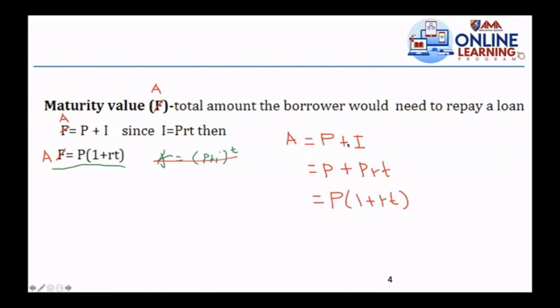I mentioned at the beginning that A is equal to P plus I, principal plus the interest is equal to A. Now let me show you how to get the A part formula from this. It's easy algebra. Since I is equal to PRT, replace I by PRT, and then factor the P. So you get this formula, the A part for simple interest.